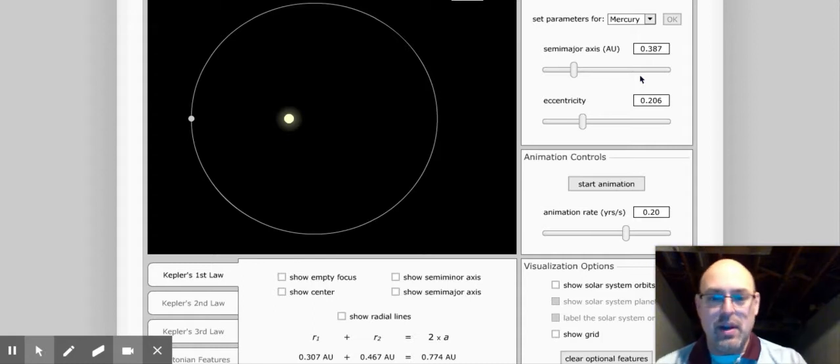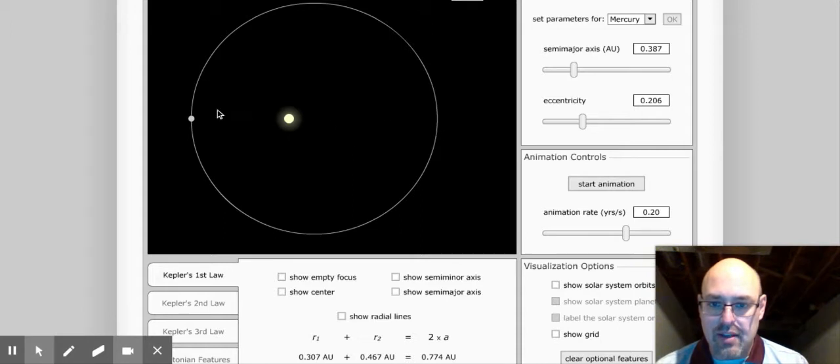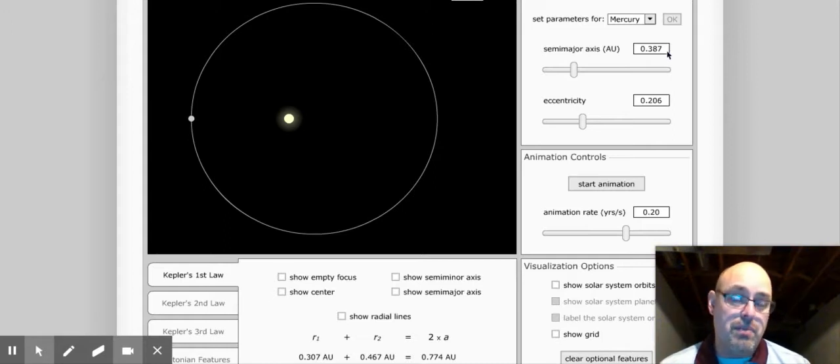I'm sitting here pointing at the screen, and you actually can't see me point. But can I do this? So I'll do this. Okay, so the major axis would be all the way across this space here. So the semi-major axis is the number you see right here of 0.387. So to get the full major axis, you just multiply that by 2.